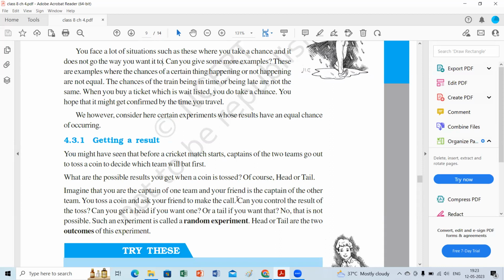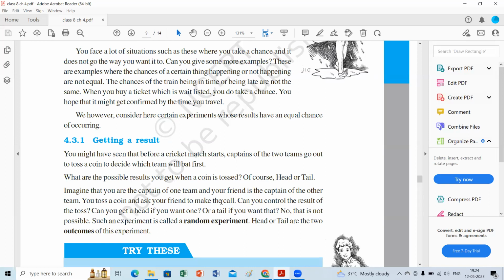So what is the question here? You toss a coin, and ask your friend to make the call. Can you control the result of the toss? That's the first thing. Second, can you get a head or a tail if you want one? No, that is not possible. Such an experiment is called a random experiment.